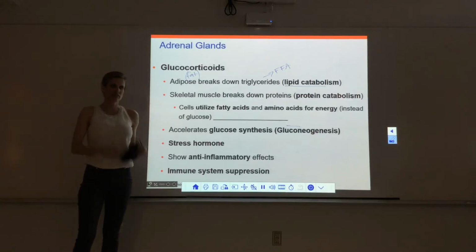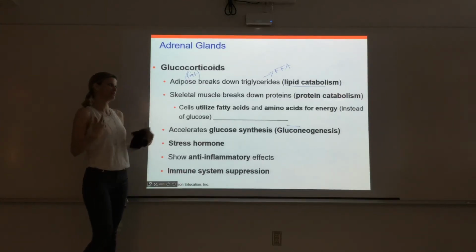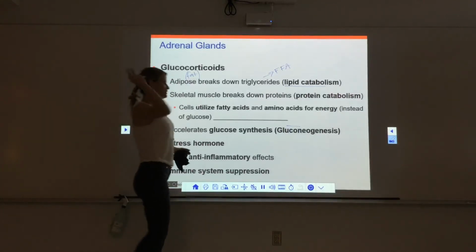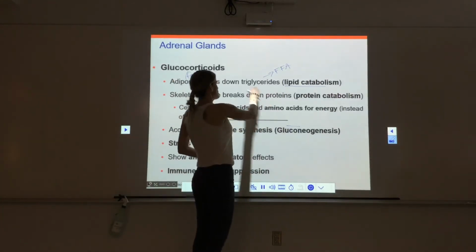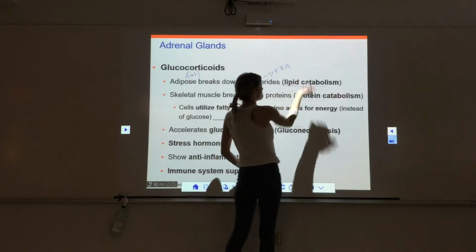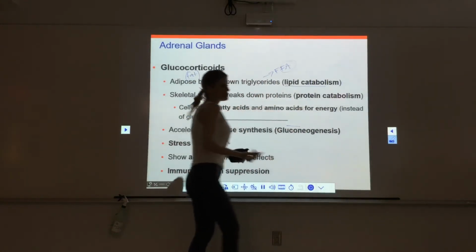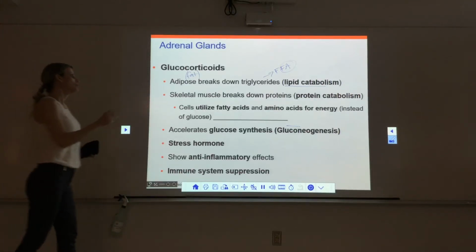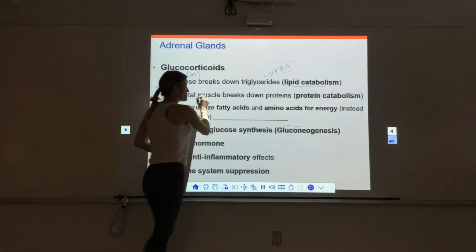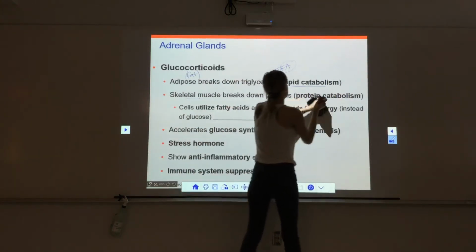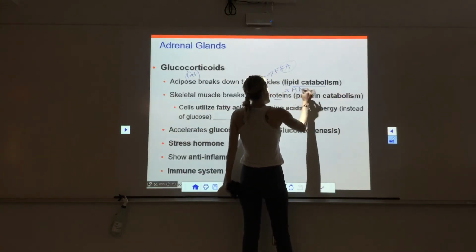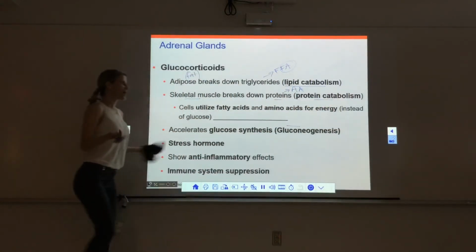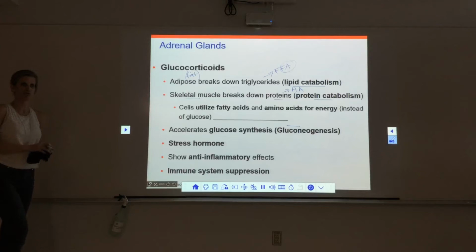Anabolism is building up, catabolism is breaking down. So glucocorticoids go to the fat and they cause lipid catabolism. They break down triglycerides into free fatty acids. These fatty acids can be used to make ATP, so we use those for fuel. It also goes to the skeletal muscle and breaks down proteins into amino acids. We call that protein catabolism. Again, amino acids can be used for fuels.